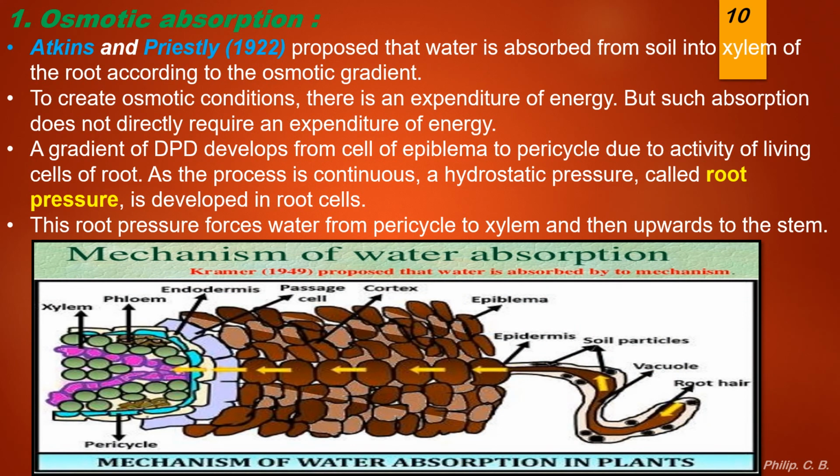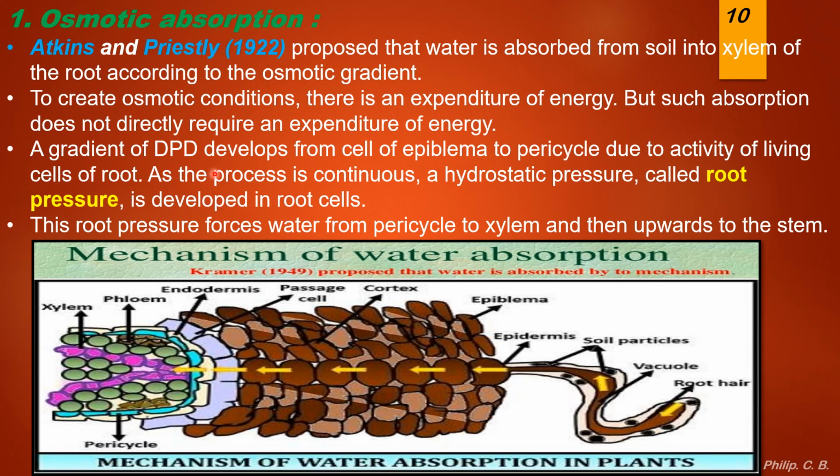Now, moving further, the first type, that is osmotic absorption. Atkins and Priestley in the year 1922 proposed that water is absorbed from soil into xylem of the root according to the osmotic gradient, which as we learned in the beginning, from the soil into the root and through the xylem further. To create osmotic condition, there is an expenditure of energy, but such absorption does not directly require an expenditure of energy. Also, we learned that there is no use of ATP.